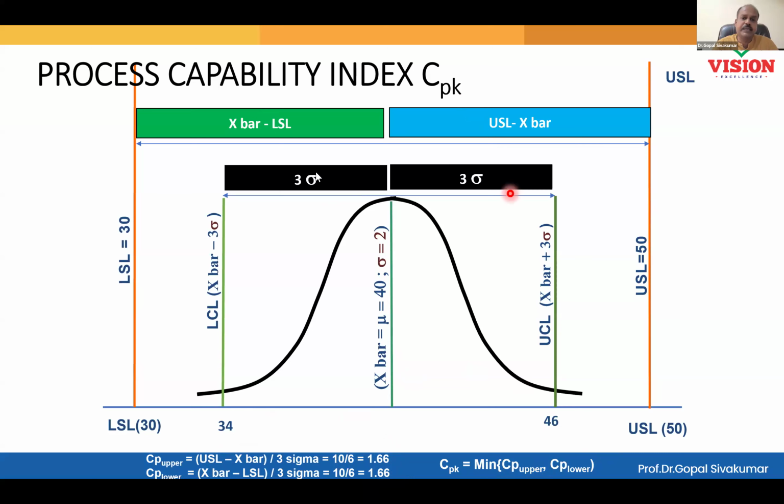The formula for Cpk is now understood. USL minus X bar by 3 sigma, and the other is X bar minus LSL by 3 sigma. If both are the same, no confusion. If both are different, you must pick up the minimum. If Cp upper goes down, that means the process is shifted to the right side. If Cp lower goes down, the process is shifted to the left side.